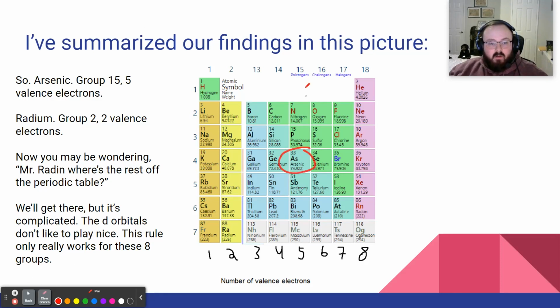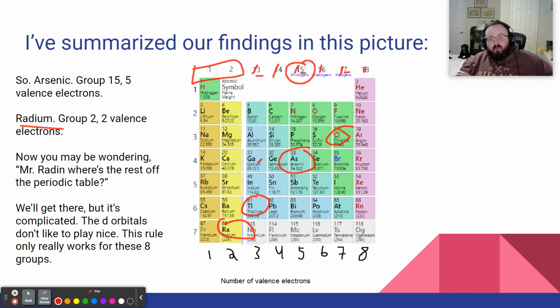Arsenic. Group 15. The way you can do this is for groups 1 and 2, that's how many valence electrons there are. So, cesium, 1 valence electron. Radium, down here, 2 valence electrons. For these groups here, you just knock out the 1, like that. Arsenic, 5 valence electrons. Chlorine, 7. Thallium, 3 valence electrons.